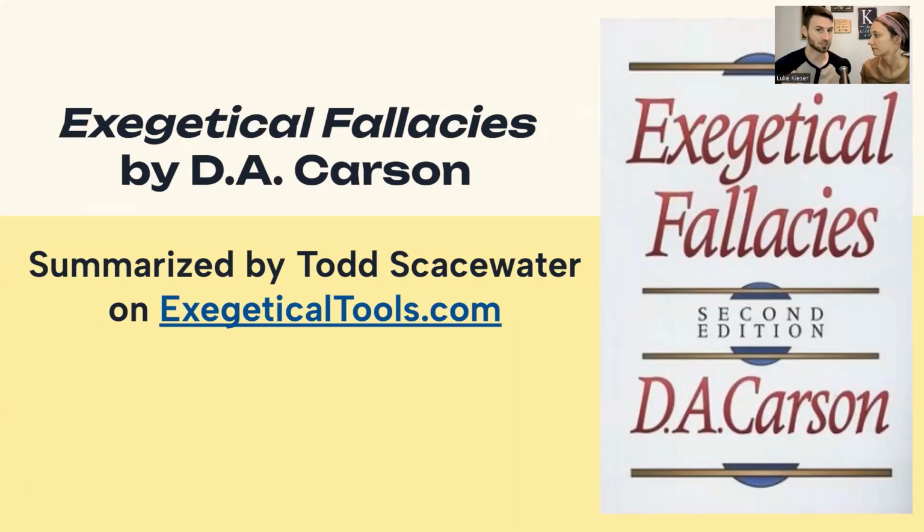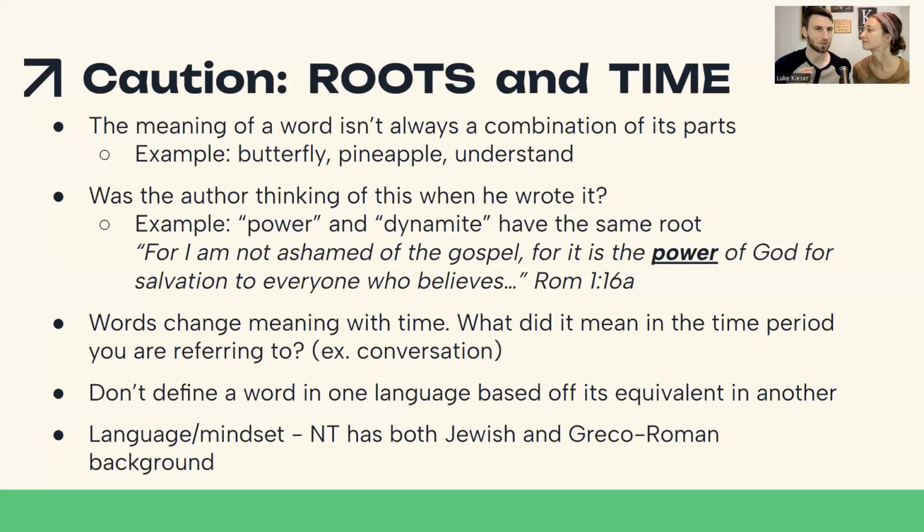And that chapter was summarized by Todd Scacewater on exegeticaltools.com. And so we're going to link to those. But basically all of our information is coming from those with probably a few tweaks. So we are going to give an intro, hopefully helping you be able to go and read these books and articles, which are more in depth and by smarter people than us. So if anybody out there wants these articles or this book, we'll link it all at our website, thebibletoolbox.com, underneath this episode. Okay. So we're going to talk about 3 categories of mistakes. The first one here has to do with roots and time.